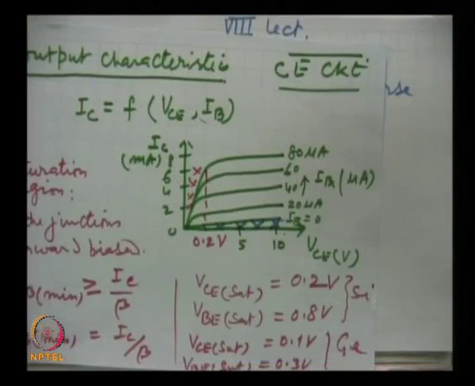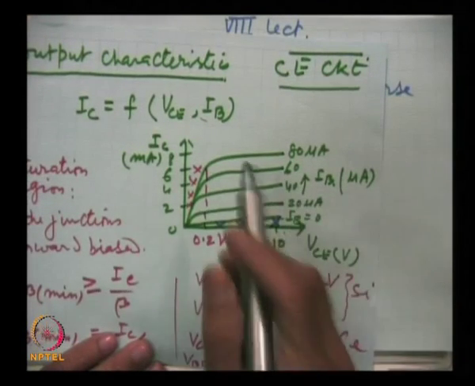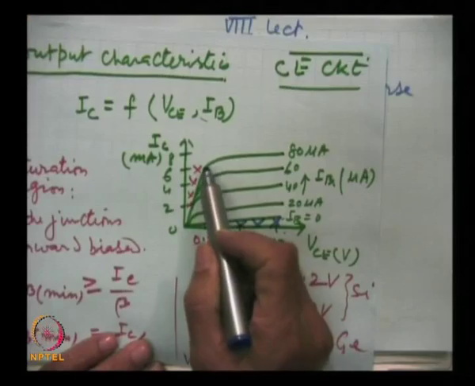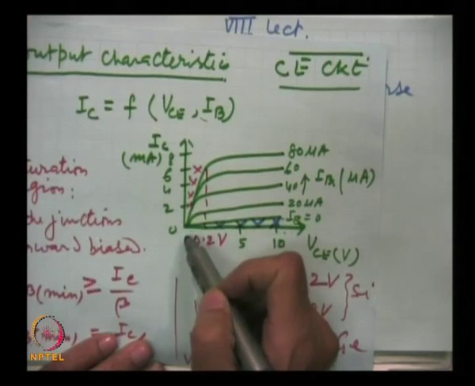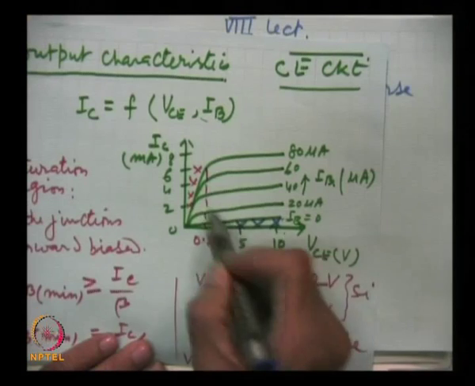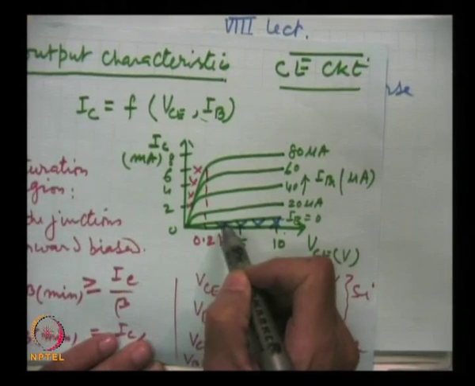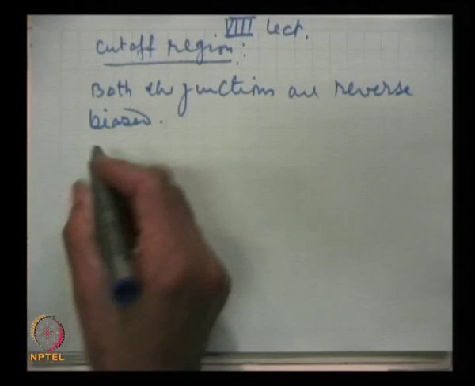So this region is called the cutoff region, where both the junctions are reverse biased. As I have said, the saturation region and the cutoff region represent two quite different states, and they are very useful for digital circuits in which the transistor is used as a switch. Now, the third region, that is above IB equal to 0 and on the right side of the saturation region, is called the active region.